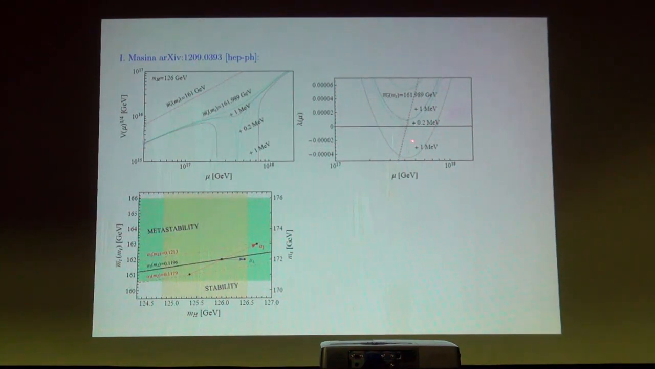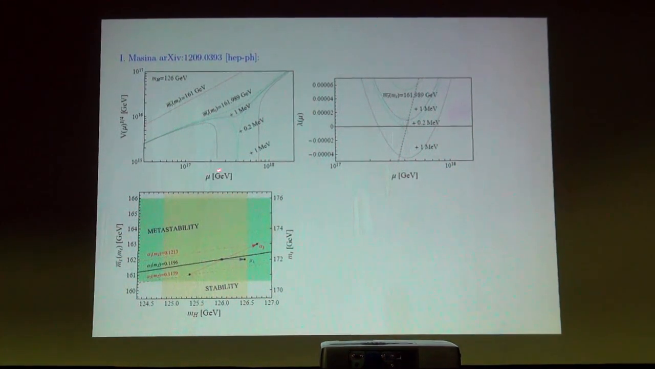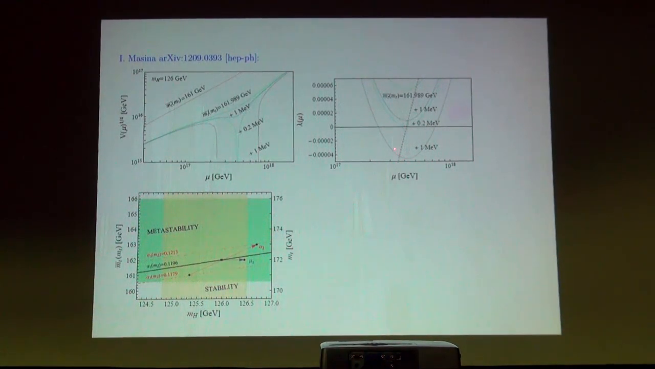This is the same set of curves which is shown in terms of lambda, not in terms of the potential, which is lambda times pi to the fourth, but in terms of lambda. And so lambda crosses zero somewhere at 161.990. And here is another plot corresponding to the same calculations. There is an uncertainty related to the uncertainty in the value of alpha s. Right?